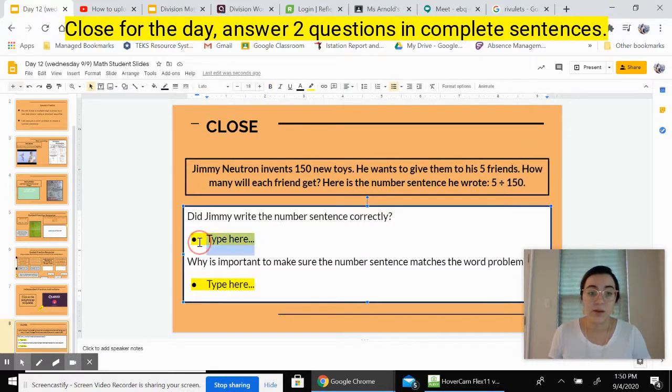You tell me right here, do you think that Jimmy Neutron is correct? Did he write his number sentence correctly? If he didn't, tell me what's wrong with it. What should it look like? And then why is it important for us to write the number sentence so that it matches our word problem? Why are we asking you to figure that out? I want you to give me your reason. Why do you think teachers want you to know how to match the number sentence to the word problem?